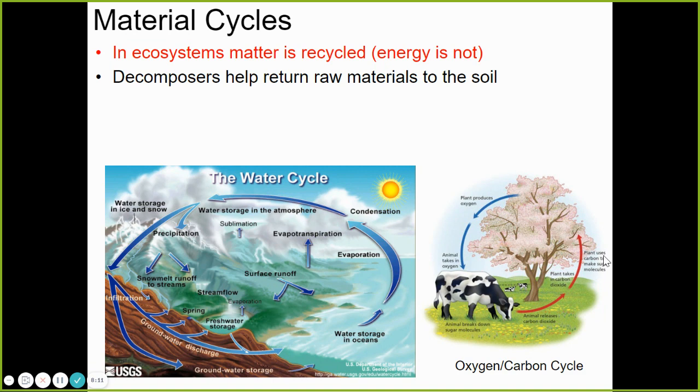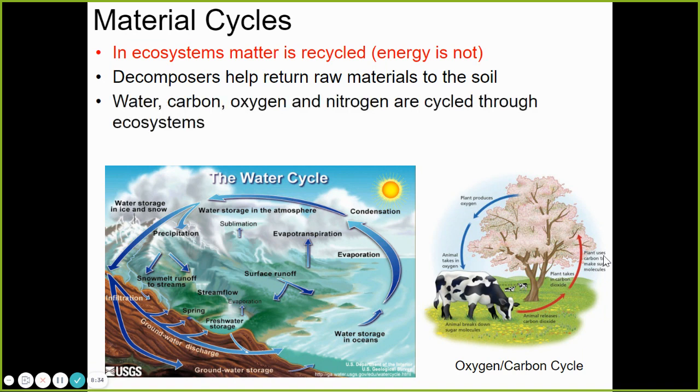And one important type of organism that helps in this are decomposers. Decomposers are fungi and bacteria that take dead organisms or waste material, break it down, and return those nutrients back to the soil so they can be recycled through the ecosystem.